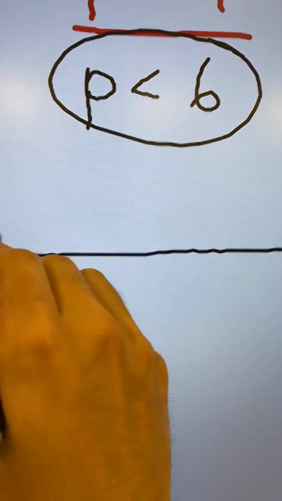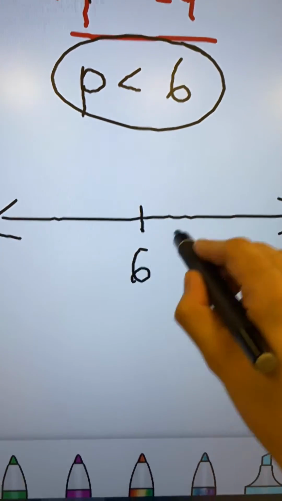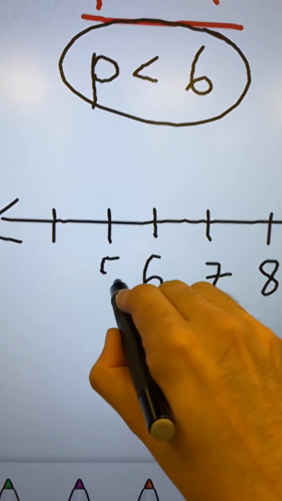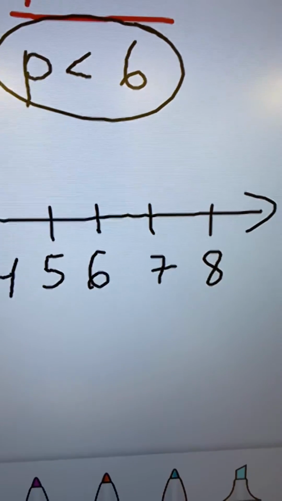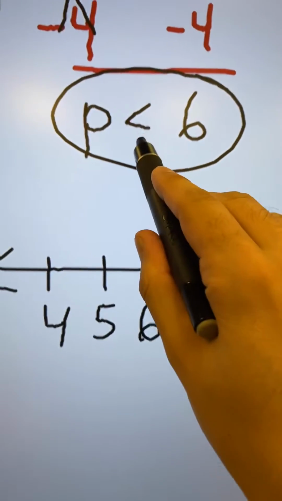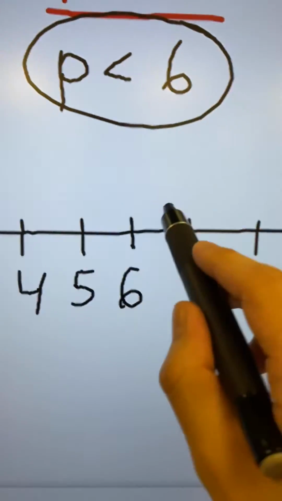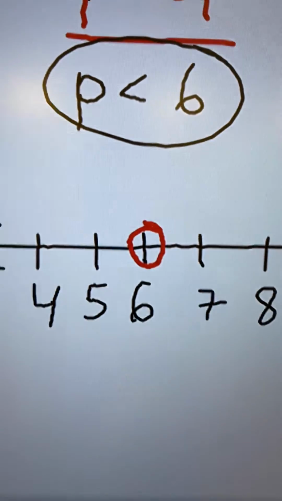What I do is I make a quick sketch. I'll put the 6 in the middle. I put a couple numbers after, 6, 7, 8, and a couple numbers before, 5, 4. And then I notice that the inequality is numbers less than 6, which means don't include the 6. So I'm going to put an open dot to show we're not including it.